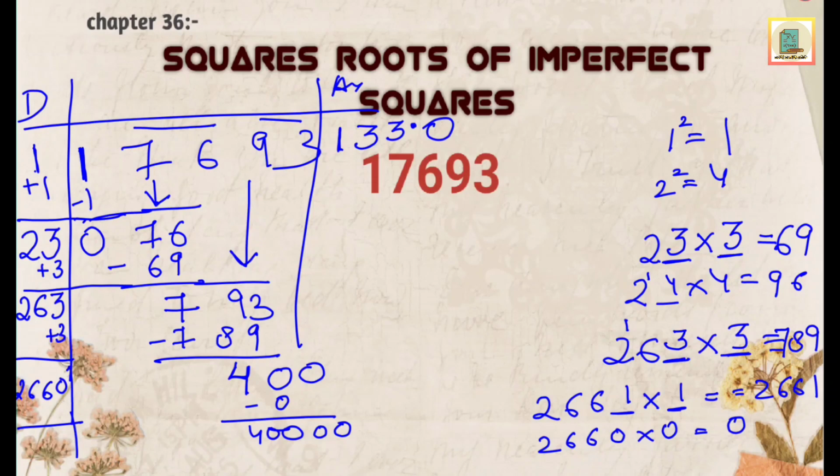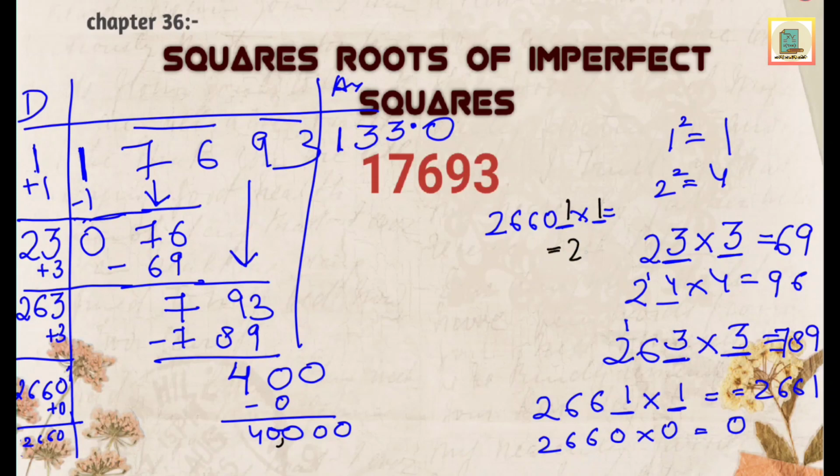And again we'll find out the divisor. In the divisor part, we have 0 as the units place. So we'll add another 0 over here. We get 2660. And now let's find another divisor. So 2660. We have to add another number here and multiply with the same number in order to get the number near to 40,000. So it will go only by 1.